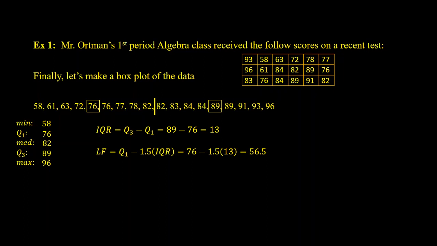The upper fence will be Q3 plus 1.5 times the IQR. For this example, it's 89 plus 1.5 times 13, which is 108.5.